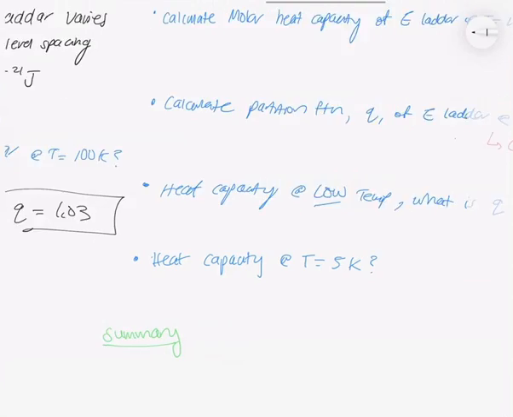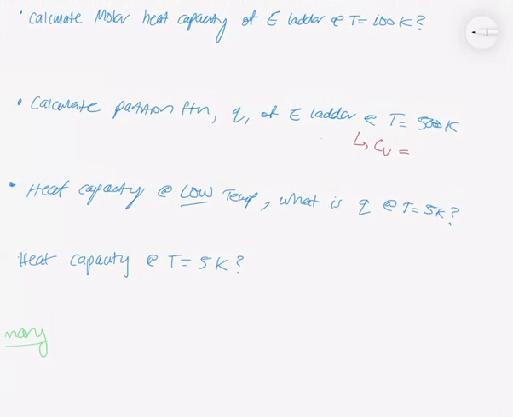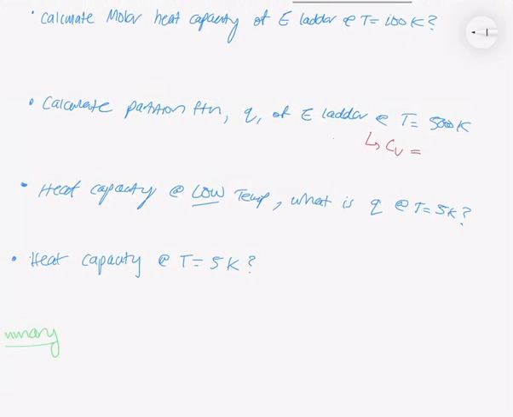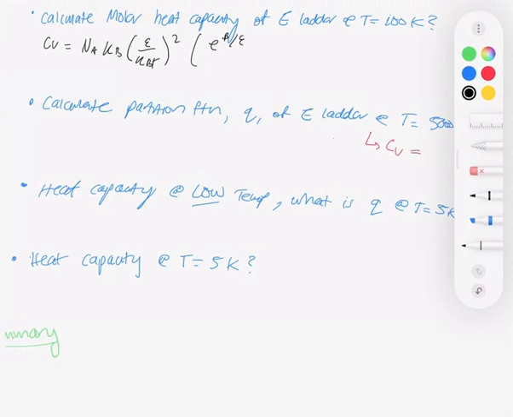The next question asks to calculate the molar heat capacity of the energy ladder at 100 Kelvin. To do that, you use this equation to calculate the heat capacity: Avogadro's number times Boltzmann constant, times the energy level over kBT squared. Beta is already defined. Oops, that should be beta times the energy level.